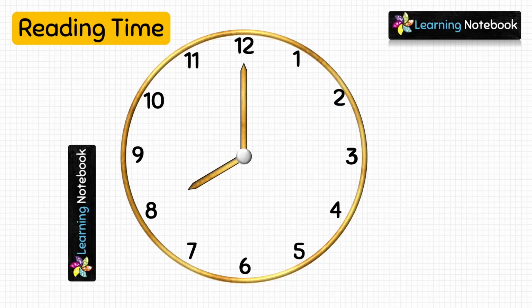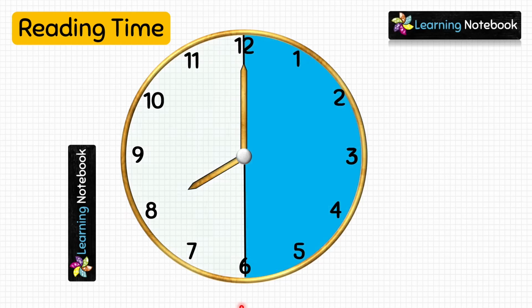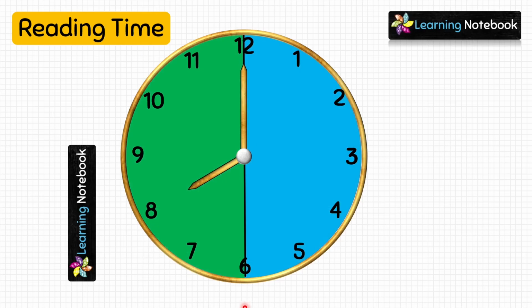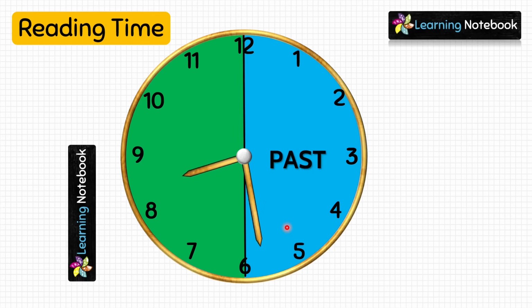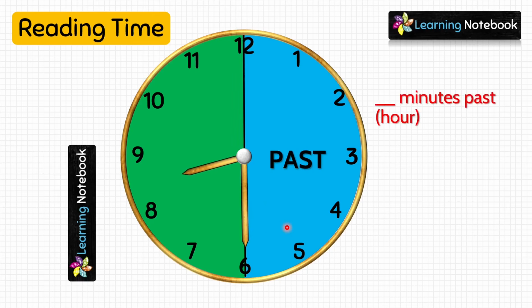Now let me tell you another important concept. Here we have divided the clock into equal parts. One is this blue part and the other one is the green part. Now students, when the minute hand is in this blue part, or we can say on the right side of the clock, then we read the time as dash minutes past hour.